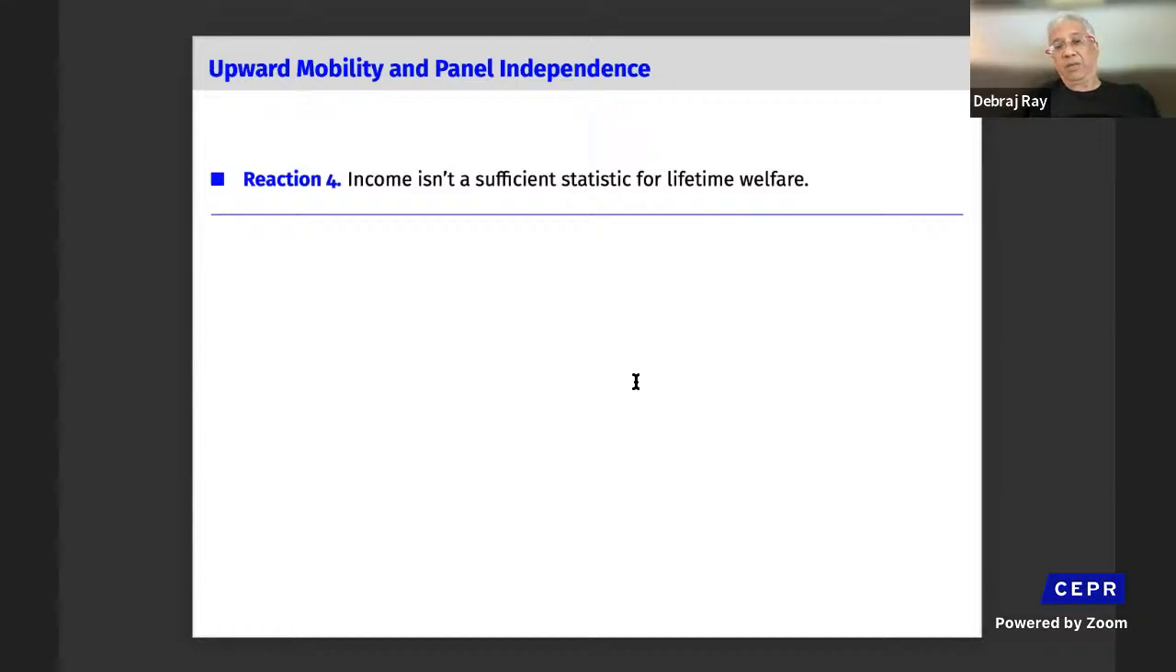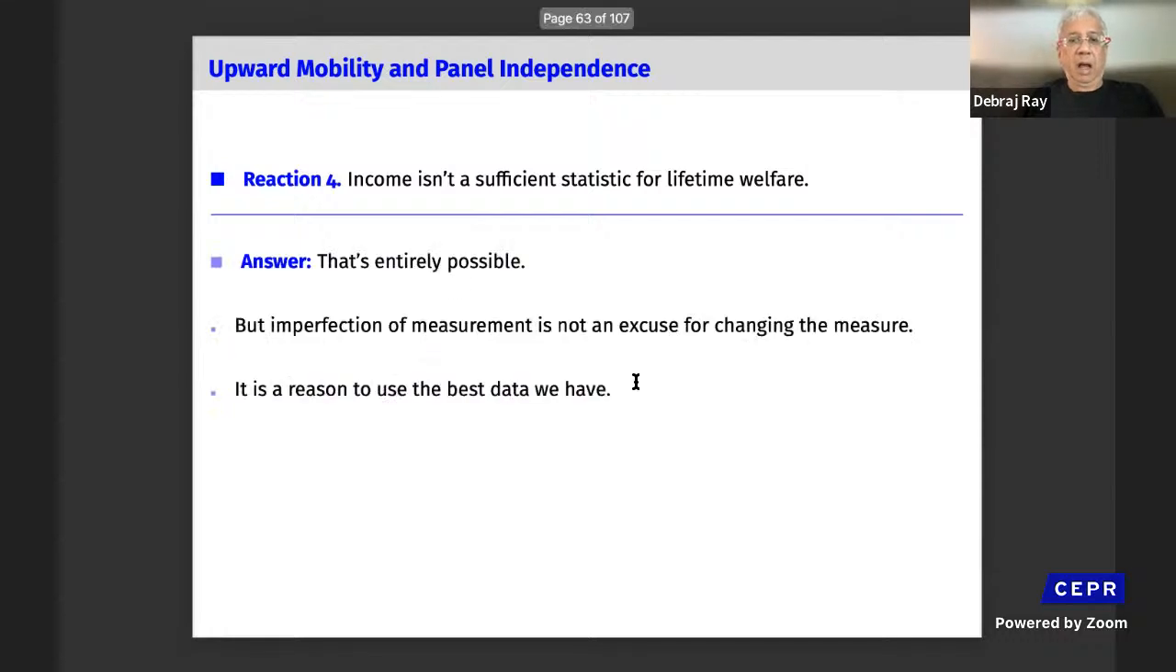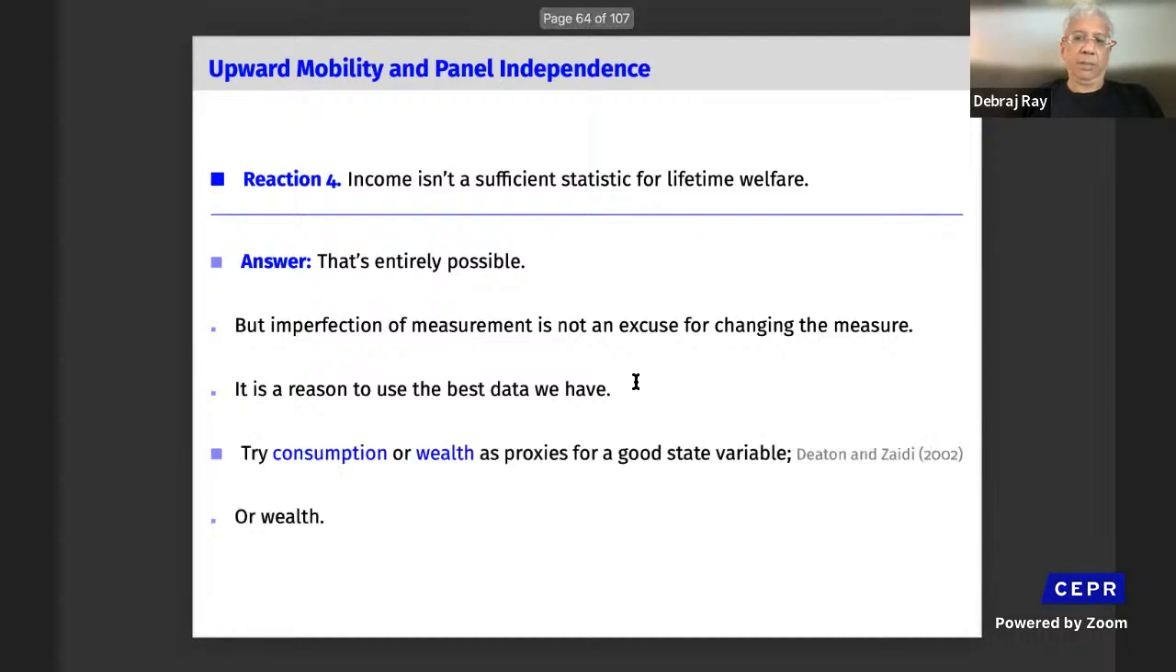Now, there could be another reaction, which is to say, look, but you need to track these incomes over time because it isn't a sufficient statistic for dynastic welfare. Our answer is that's entirely possible, but imperfection of measurement is not an excuse for changing the measure. It's a reason to use the best data that we have. So, for example, as Angus Deaton and Zaidi have pointed out, try consumption as a good proxy for permanent income, or try wealth as a proxy for a good state variable. So it's not a reason for changing the measure itself.